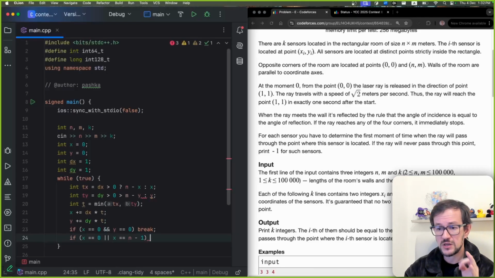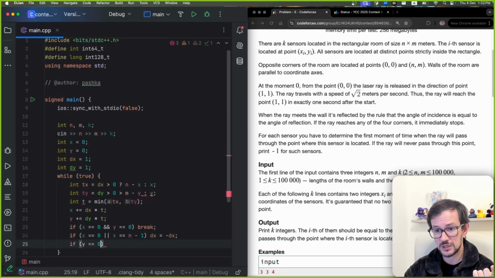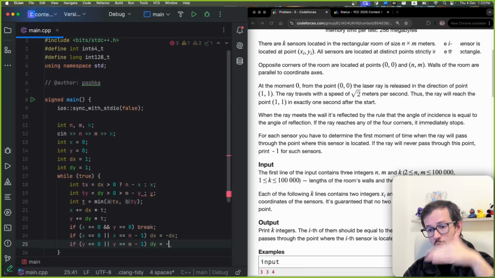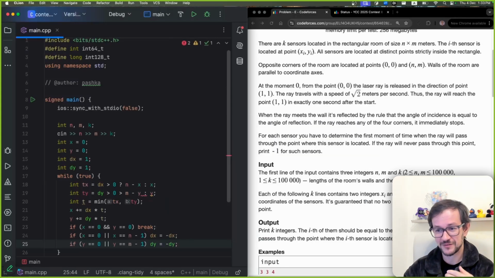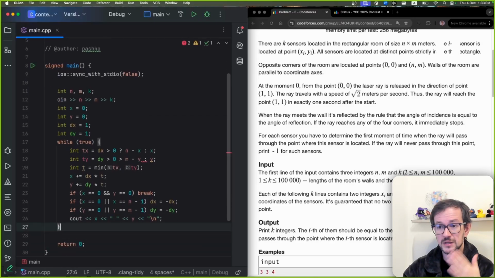Now I reflect. So if I hit one of the borders, left or right, I reflect the x coordinate of the vector. If I hit the top or bottom border, I reflect the y coordinate of the vector. That's it. And again, here I stop actually. See? So I implemented this part.